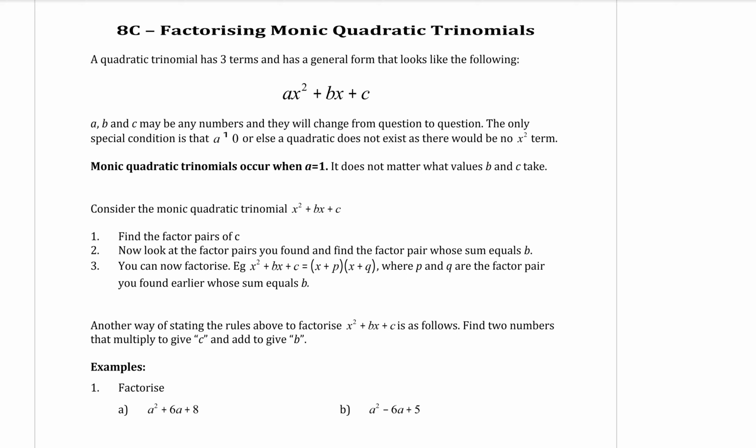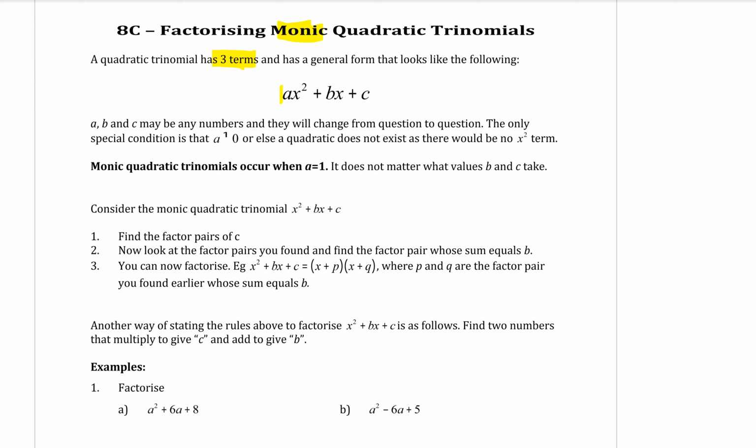So today we're going to look at the monic trinomial, which means that the coefficient of the x squared is going to be a 1. We're not going to have any numbers in front of our x squared here. Now the word trinomial means that we're going to have 3 terms, and it usually looks like this form here.